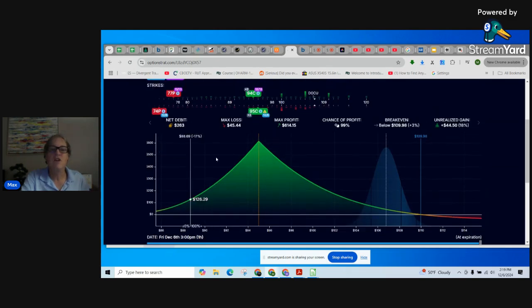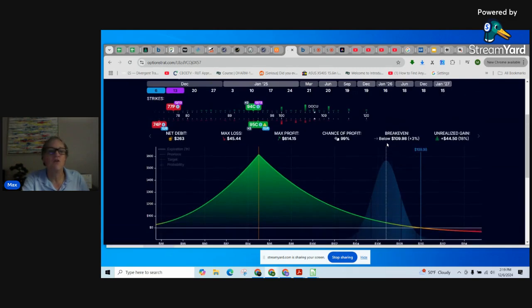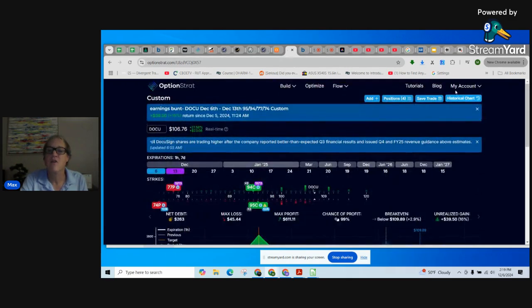Yeah, we were aiming for this area, and it went all the way past, although there's still some profit in it. 4-legged trade, cost $200 to put on. Max loss is about $50. Max profit, 600.